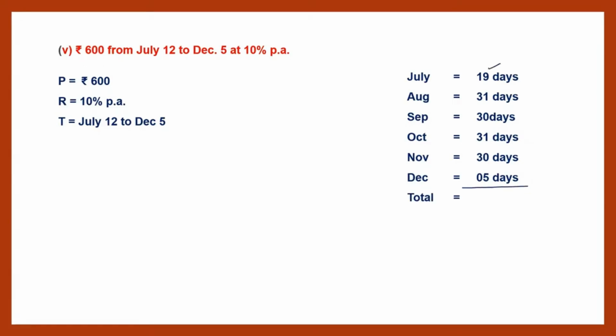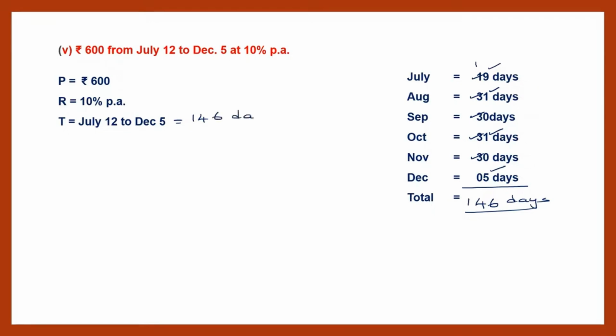So 9 plus 1 is 10. 10 plus 1 is 11. 11 plus 5 is 16, carry 1. 1 plus 1 is 2. 2 plus 3 is 5. 5 plus 3 is 8. 8 plus 3 is 11. 11 plus 3 is 14. So we have 146 days. So now we have converted time, we have calculated the number of days.